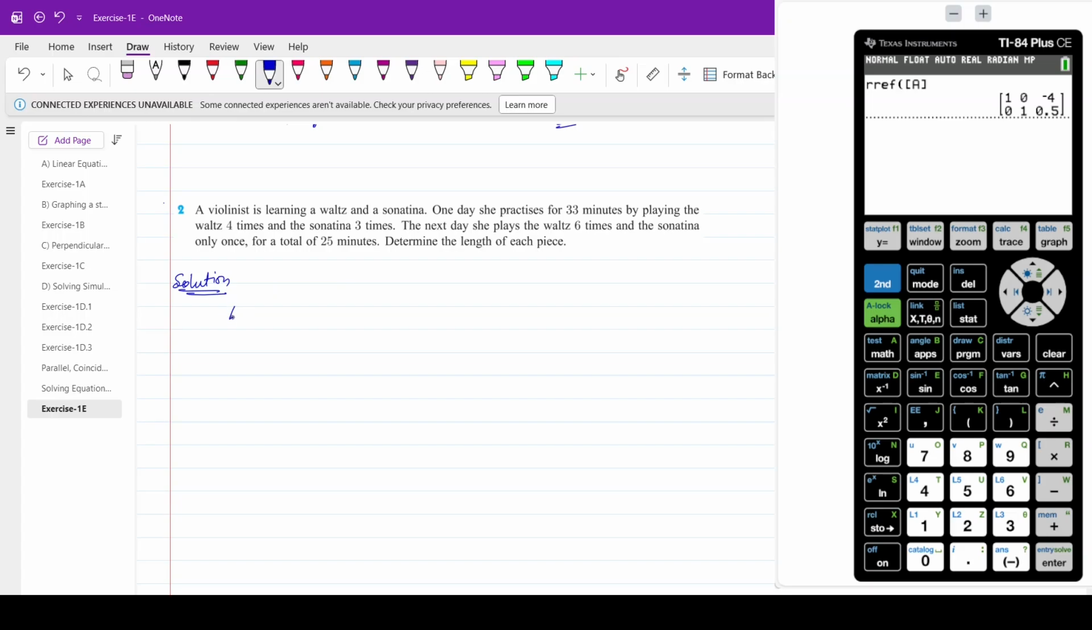So let the length of the waltz be x minutes and the length of the sonatina be y minutes.